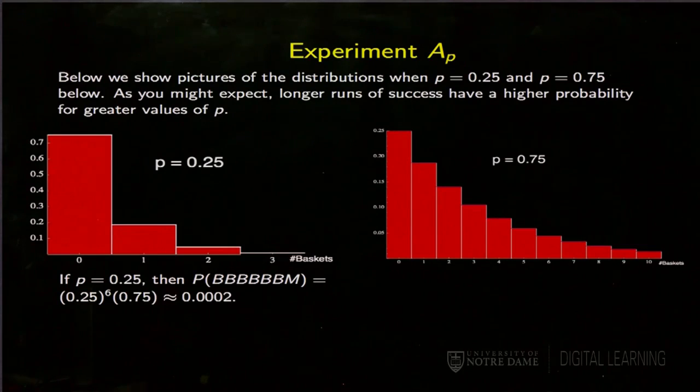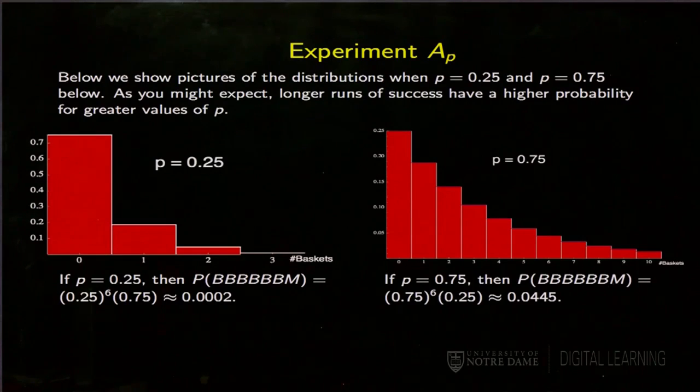So for example, if p is 0.25, then the chances that I get a run of 6 baskets followed by a miss is approximately 0.0002. Very small, in fact so small that it doesn't even show up on my graph of the distribution. On the other hand, if p is 0.75, which is relatively high, the probability of getting 6 baskets followed by a miss is 0.0445, which is much higher, and you can see it does show up on my graph of the probability distribution.